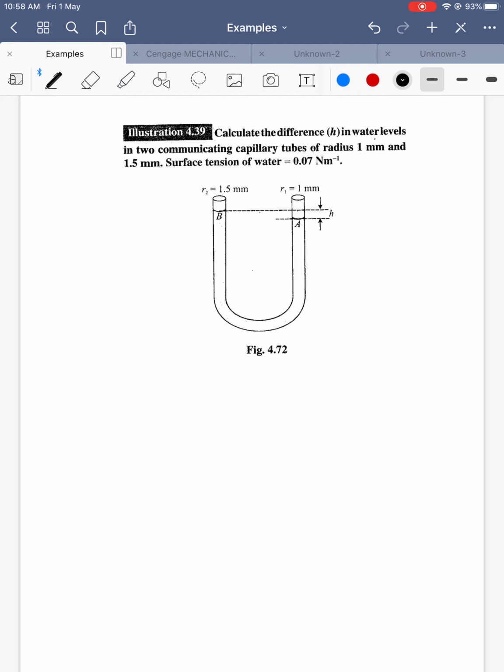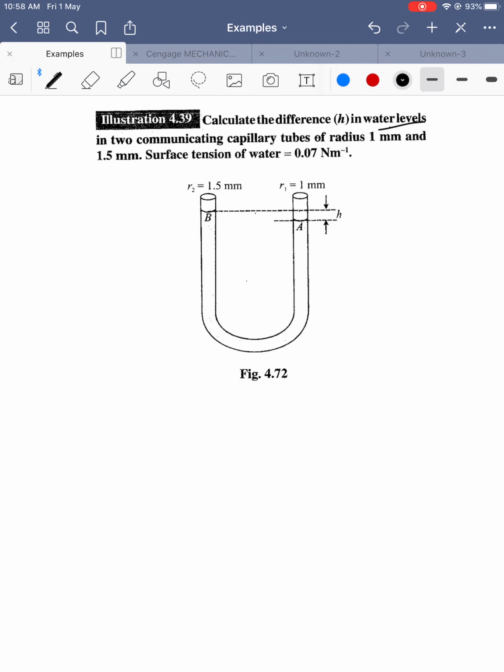Calculate the difference in height of water levels in two communicating capillary tubes of radius 1 millimeter and 1.5 millimeter. Surface tension is 0.007. Okay, so actually there is some mistake in the question. The curvature should be upwards. With the curvature upward, then only it's proper.